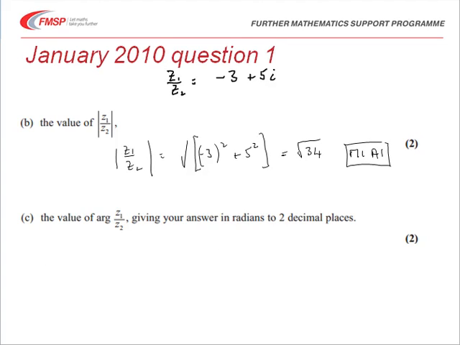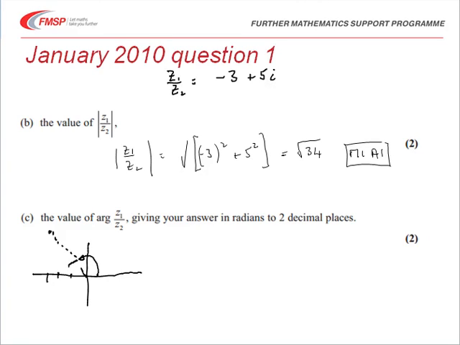To calculate the argument of the number, the best thing to do first of all is to just check which quadrant this number lies in. So minus 3 plus 5i is up here. This is the number we're talking about. So it's in the second quadrant of the circle. Therefore, we're trying to find out this value here. Now we can do that in a variety of ways.